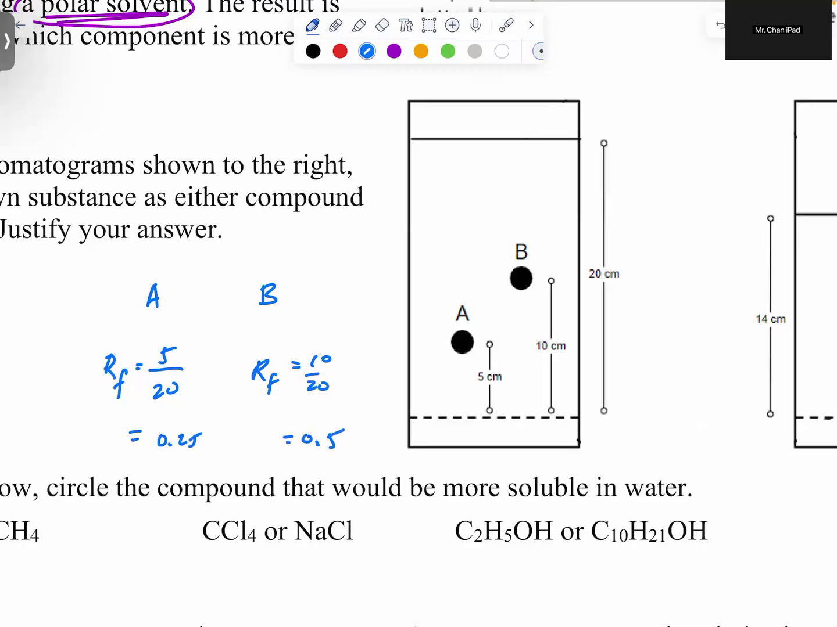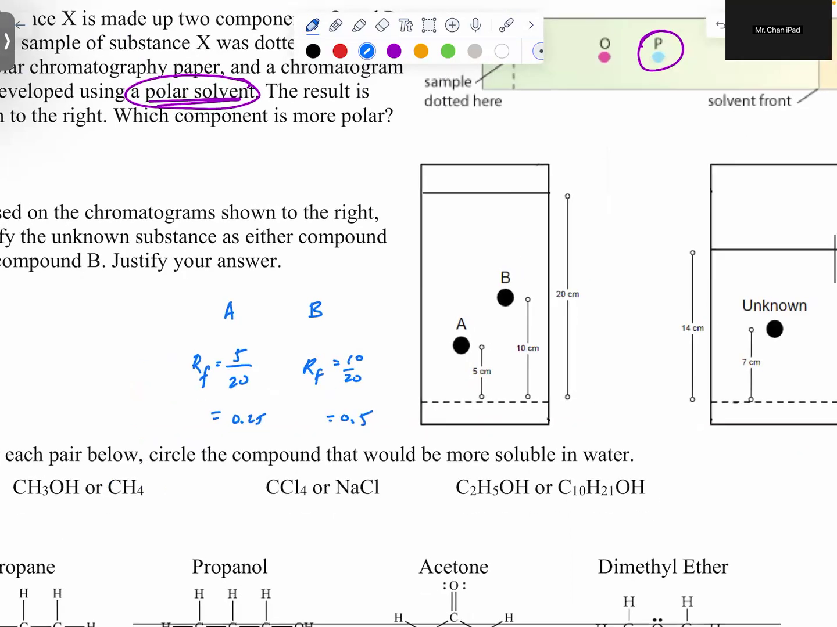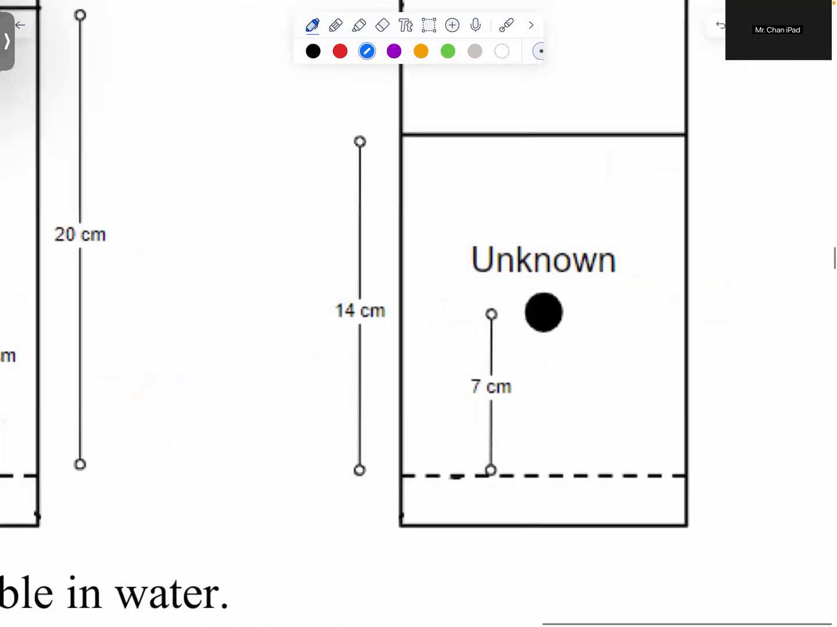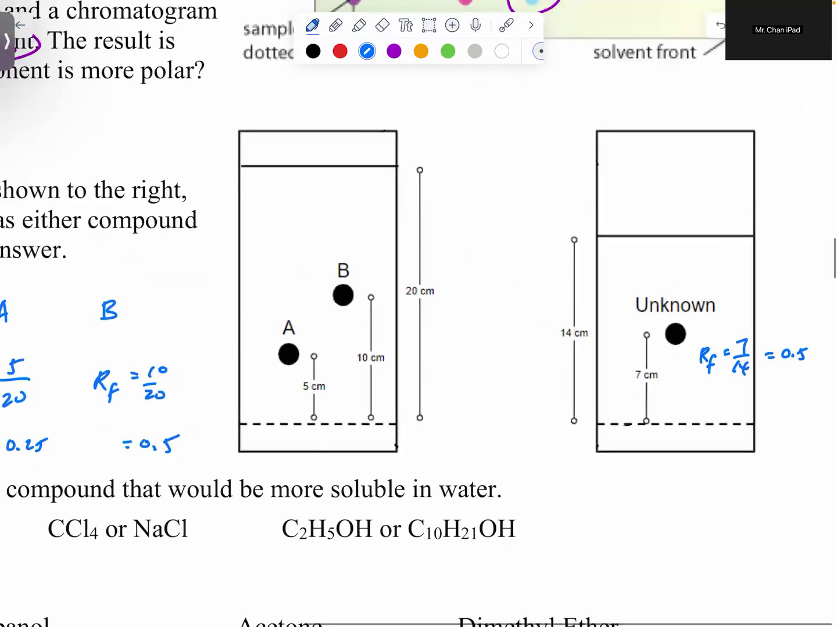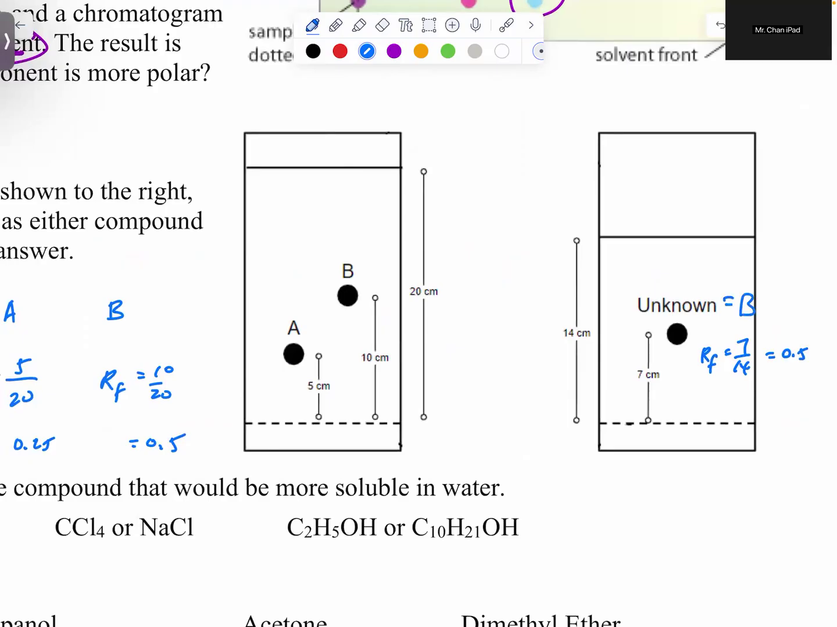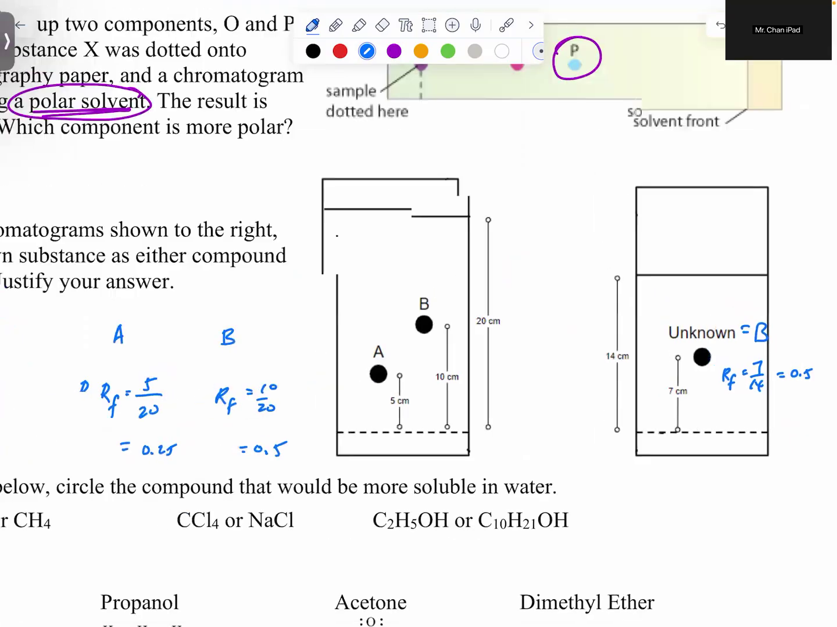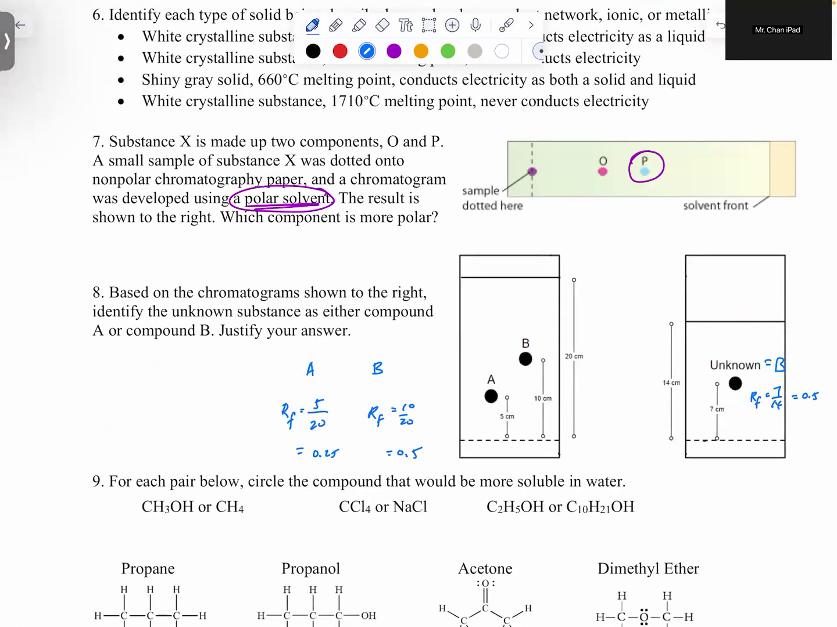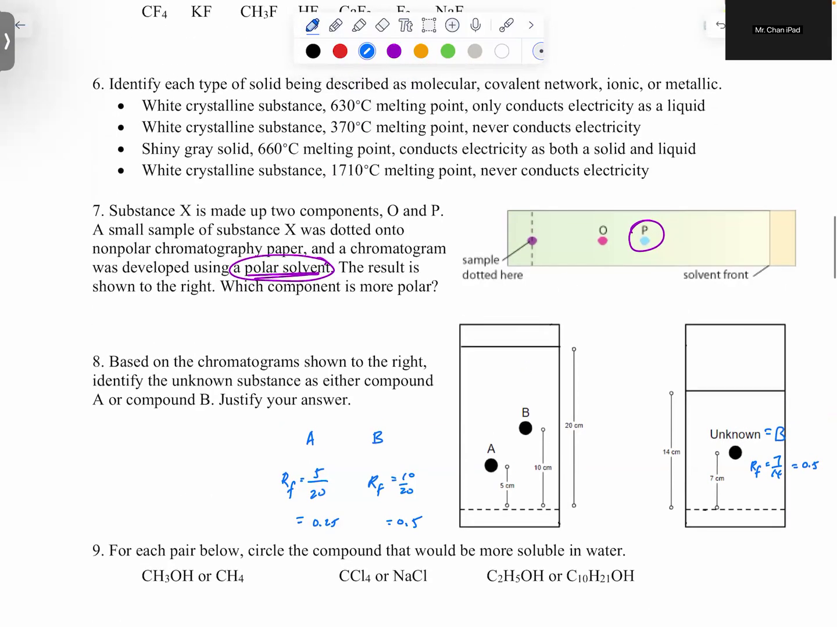Okay. So this is how we check the polarity. And then we say, hey, what about this? Well, for this unknown, the RF value is 0.5. Guess what it is. Okay, so make sure that you know it's about the RF value. I know that you may not have this experience in class because we don't really do this kind of chromatography at a high school level, but it's a very common thing when you go to college level.